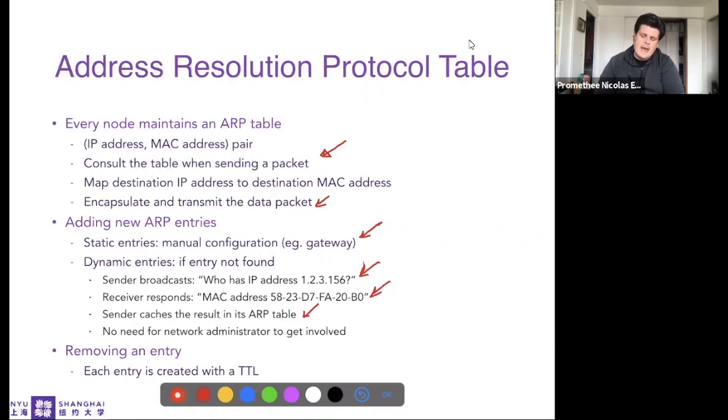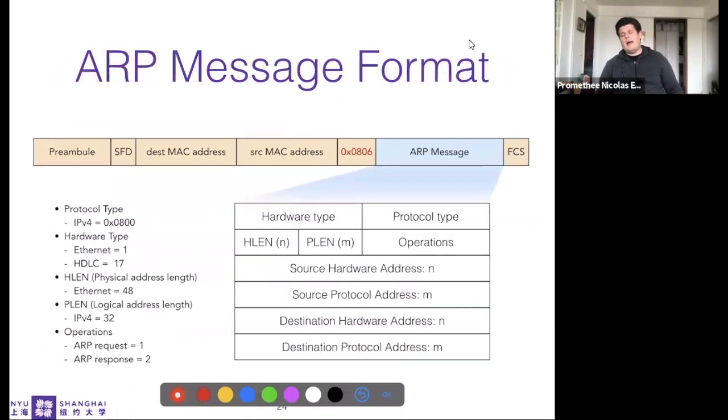And as I said, any entry is created with a TTL because they need to be refreshed. So if I look at ARP, actually ARP is a protocol running on top of Ethernet. So it means that when I have my layer 2 here, which is Ethernet, on top of this, I have IP, but I also have ARP.